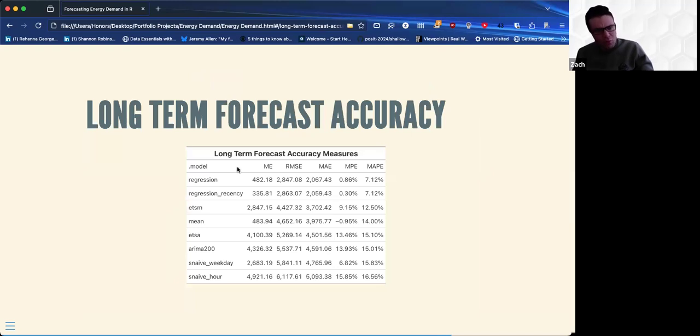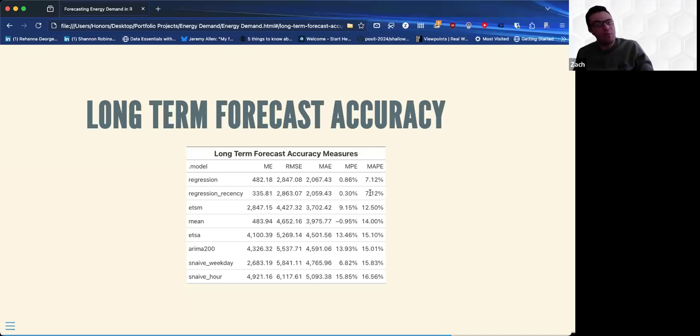Now, this table here is much like the table I was showing at the start, but this time it is for covering that longer time frame, using the first 3 years to forecast the last year. And that regression model I was talking about was by far the most accurate, again, by any of these accuracy measures I was talking about.